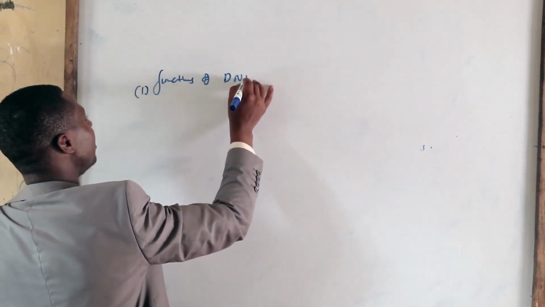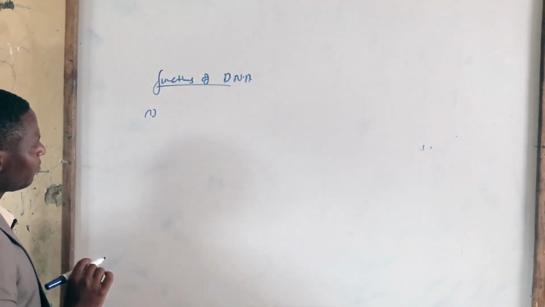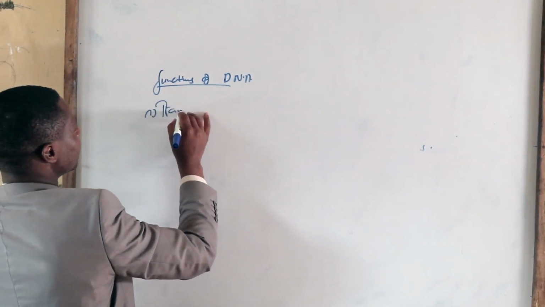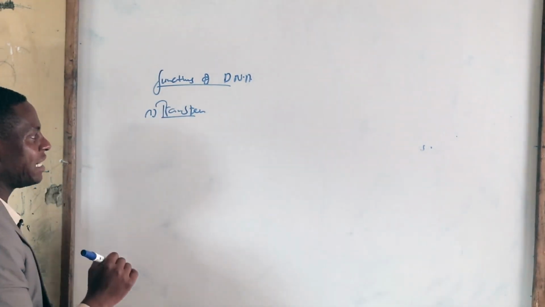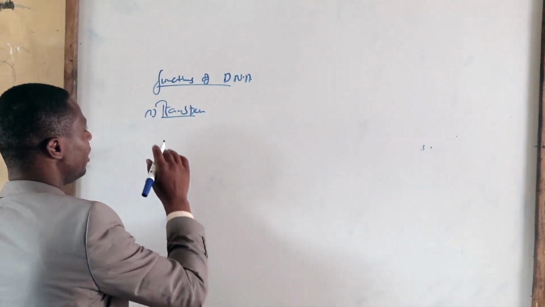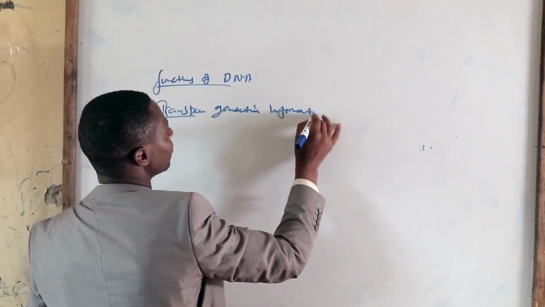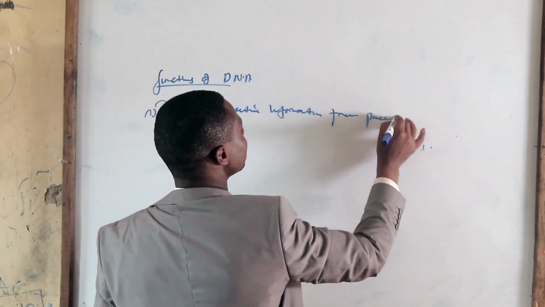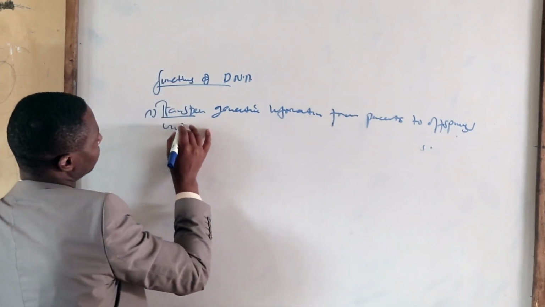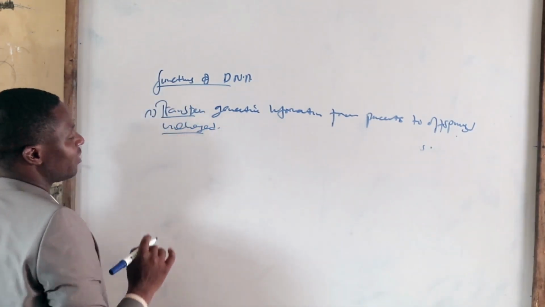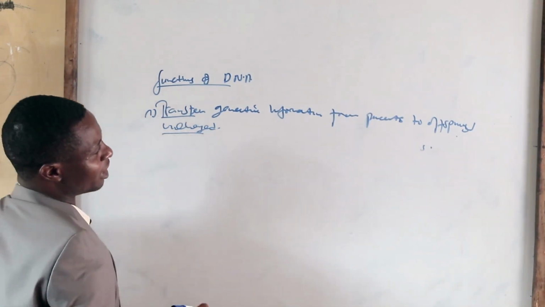The functions of DNA are: one, it is able to transfer genetic information from parents to offspring unchanged. So that is the first function of DNA, that it is able to transfer genetic information from parents to offspring unchanged.